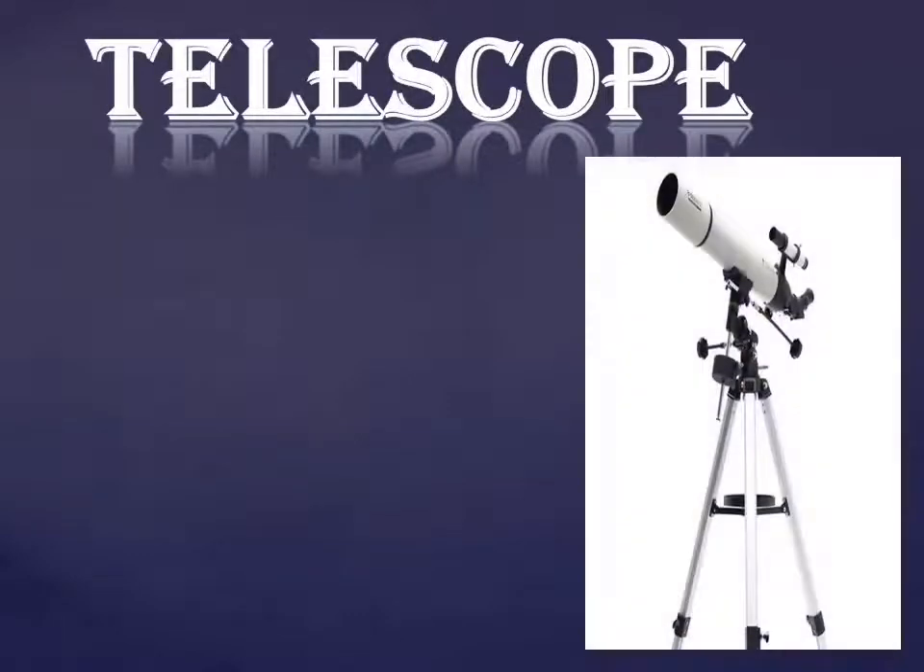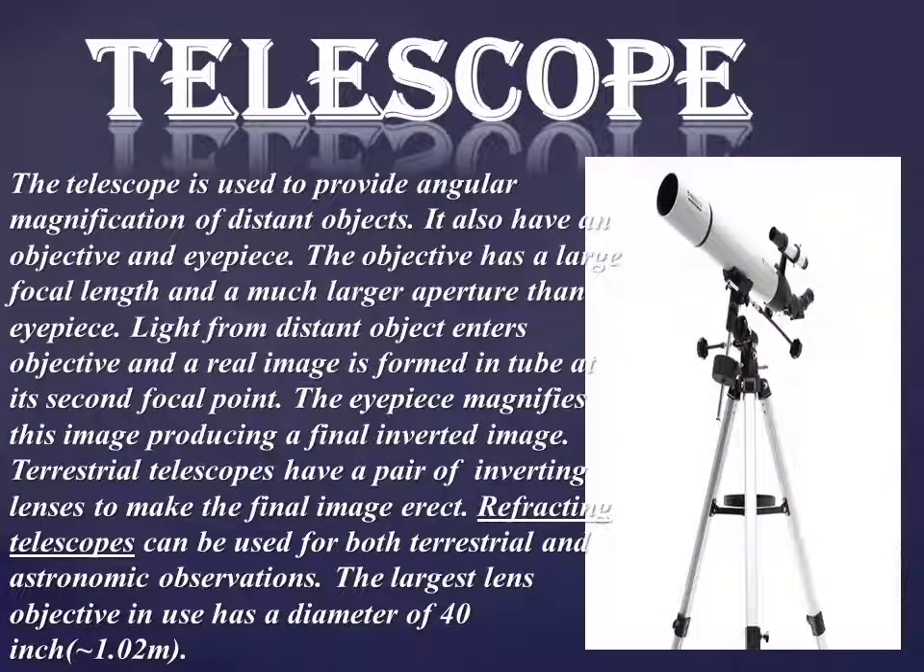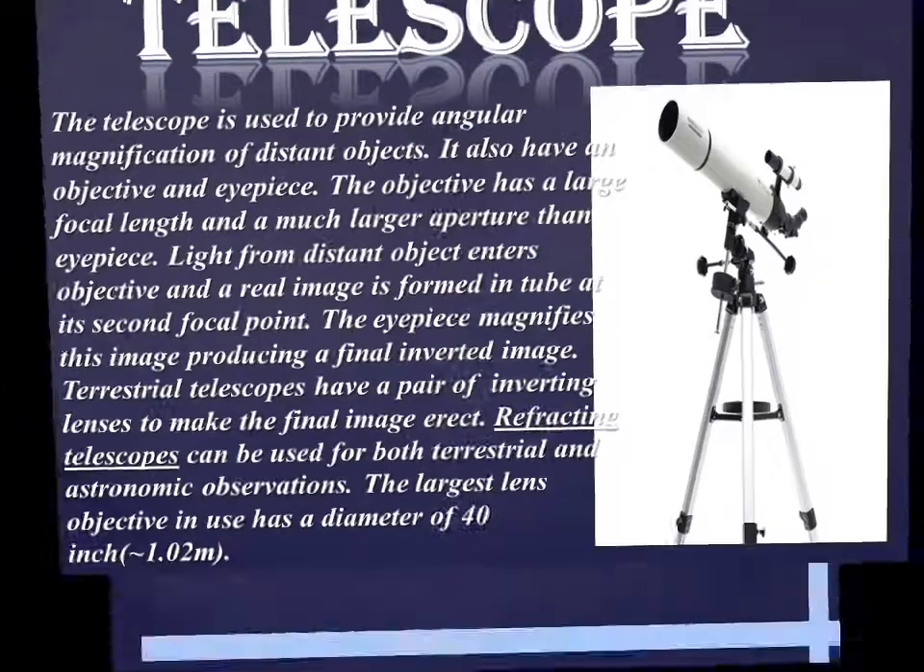Telescope. A telescope is used to provide angular magnification of distant objects. It also has an objective and eyepiece. The objective has a larger focal length and much larger aperture than the eyepiece. Light from a distant object enters the objective and a real image is formed in the tube at its second focal point. The eyepiece magnifies this image, producing a final inverted image.